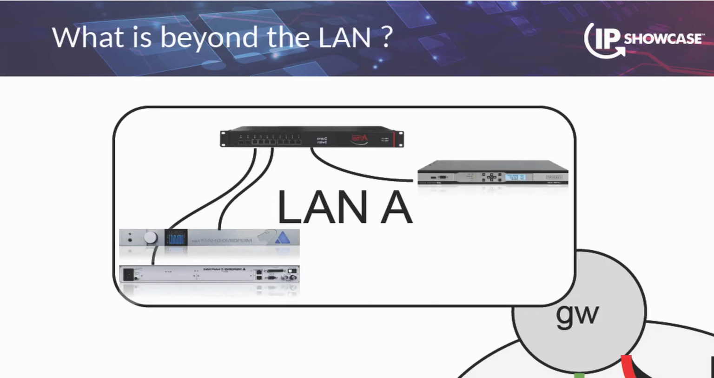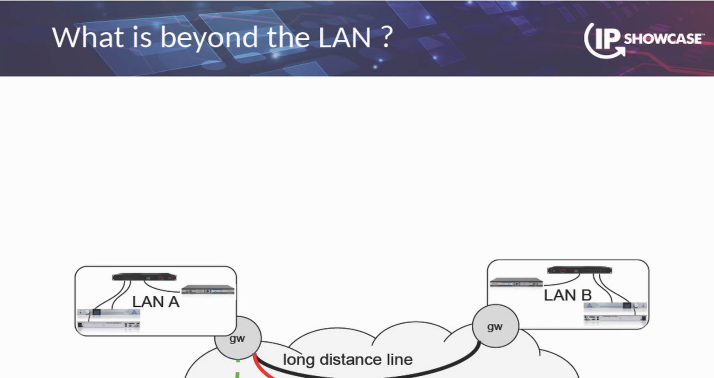So the question is, what is beyond the LAN? Let's look at the standard LAN. You have devices, you have a switch, and you have a PTP master, most likely. And then you have a gateway, maybe to connect your LAN to something else. And this something else is another LAN, so you have a long distance line between those two LANs. When you look at the sizes, typically a LAN is 10 meters, 100 meters. A long distance line is 10 kilometers, 100 kilometers, even 10,000 kilometers. So you have a huge difference in the size of those systems.